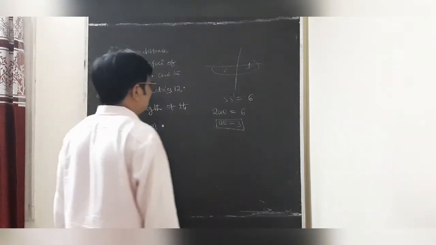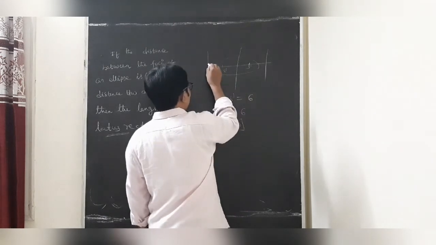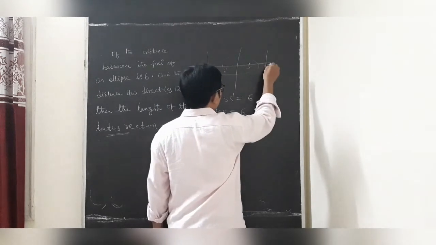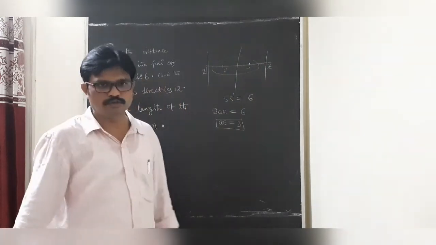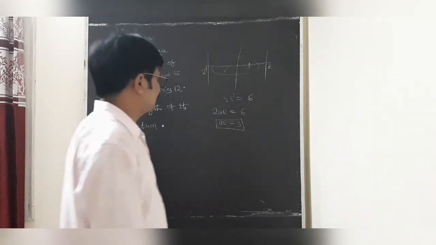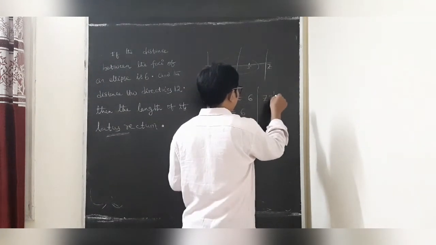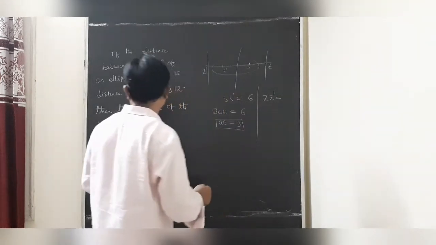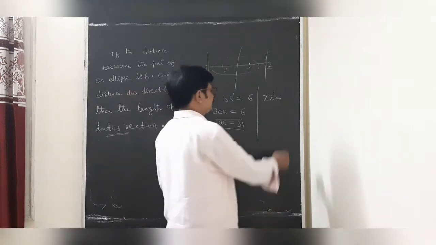But dear students, now we are taking the distance between the directrices. What is the distance between the directrices? This is Z, this is Z dash. So the distance between the directrices, everybody knows, is nothing but ZZ dash. What is given? ZZ dash is 12. What is it, students? That is 12.